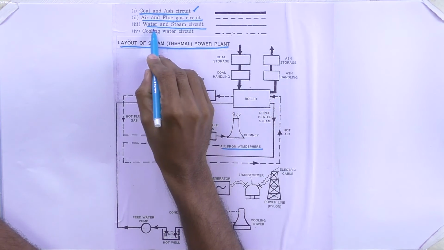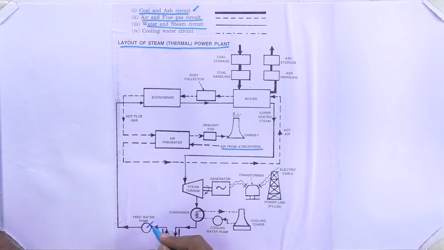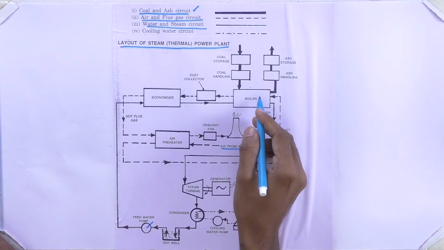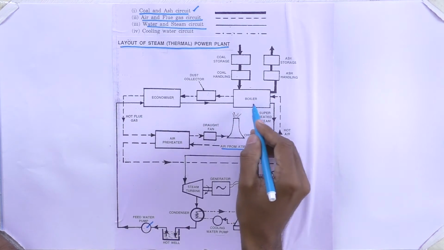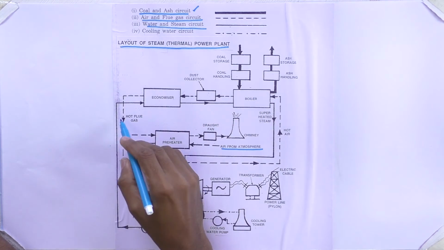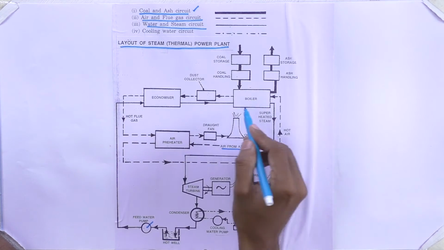The next one is the water and steam circuits. If you consider the water and steam circuits, the water is stored in a hot well. Here you are using the feed pump, the water feed pump. The water is pumped from the hot well through the economizer to the boiler. As I already told you, the economizer is used to preheat the water, and the warm water is sent to the boiler.